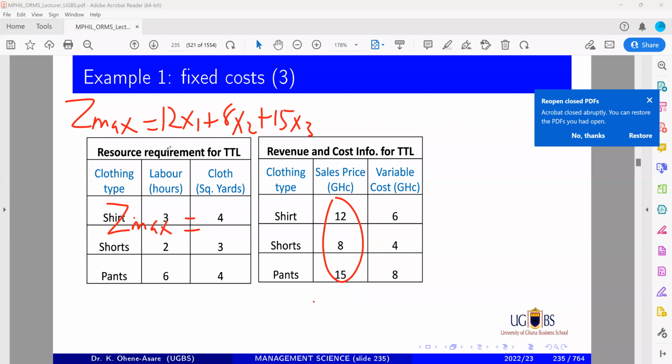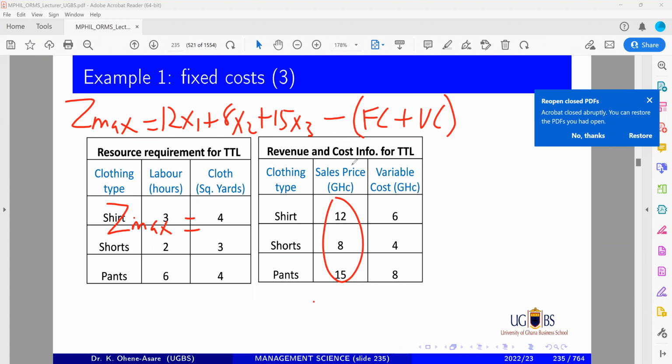And the 12X1 becomes the revenue for the X1. The 8X2 is the revenue for the X2. That is a short. And then the 15X3 is the revenue for the pants. Now, after this, you need to subtract the cost. And what is the cost? This cost is going to be total cost. So let me make it minus total cost. But the total cost is made up of two things. The first is the fixed cost, and the second is the variable cost.